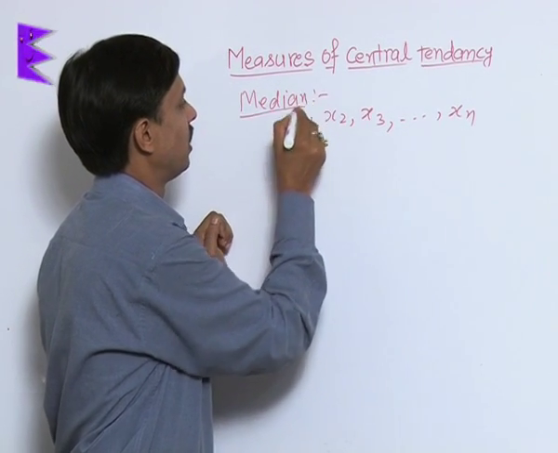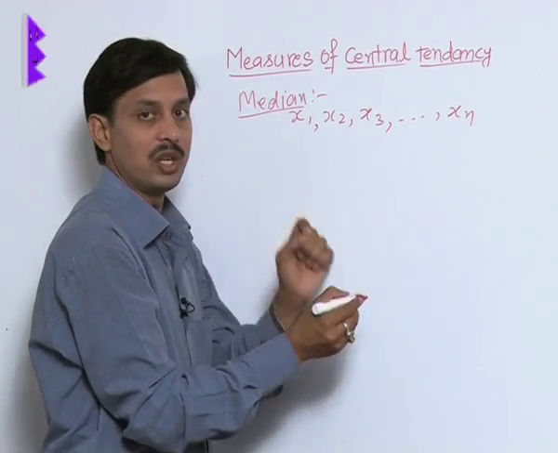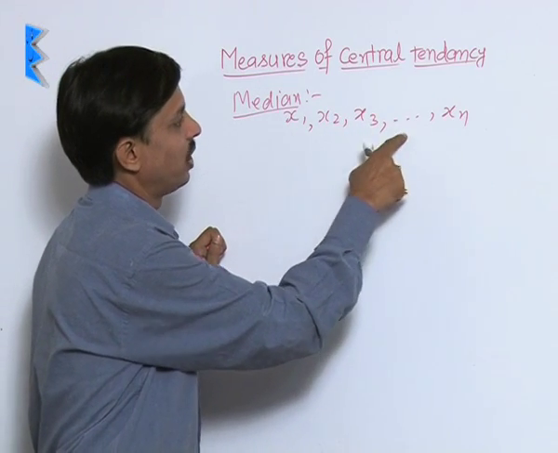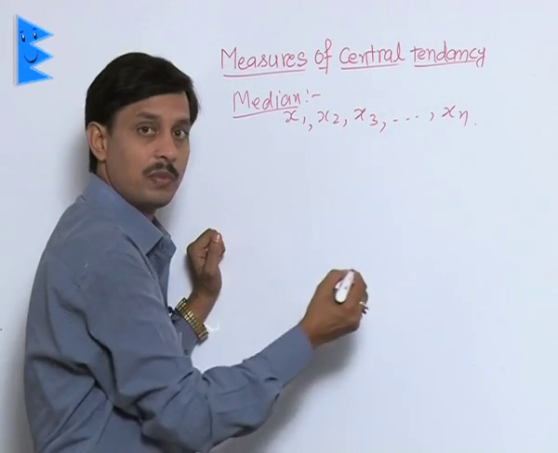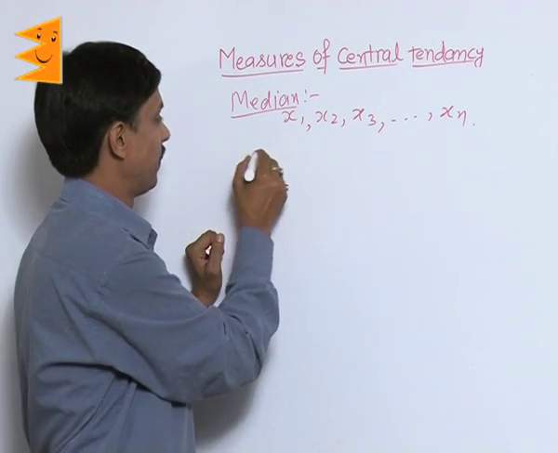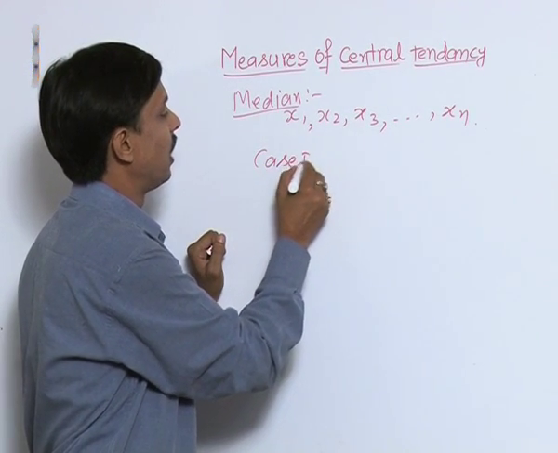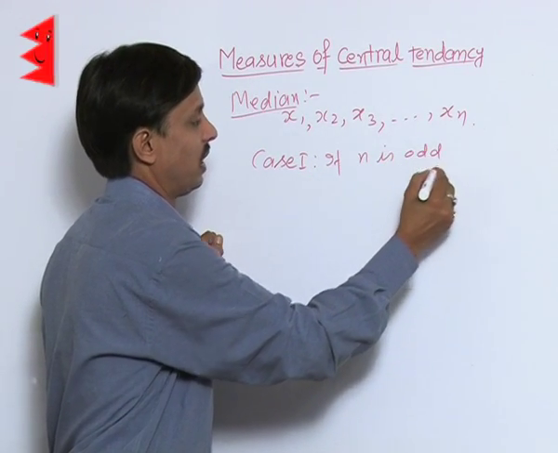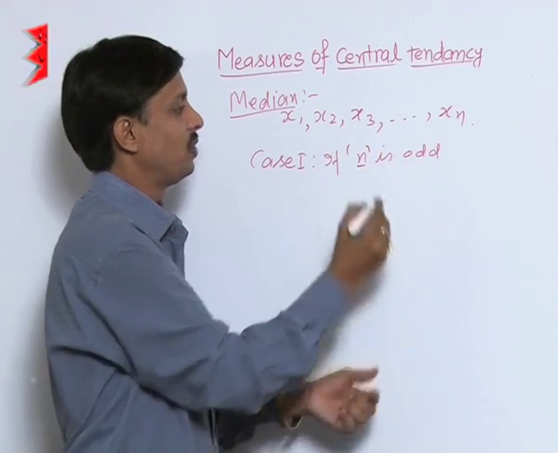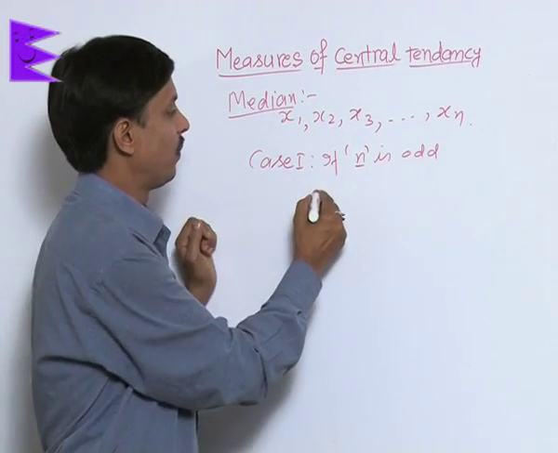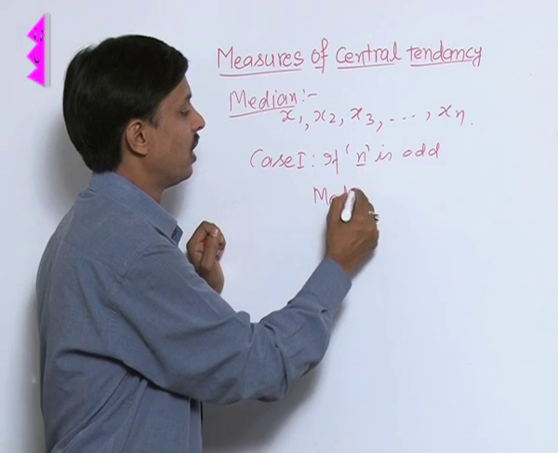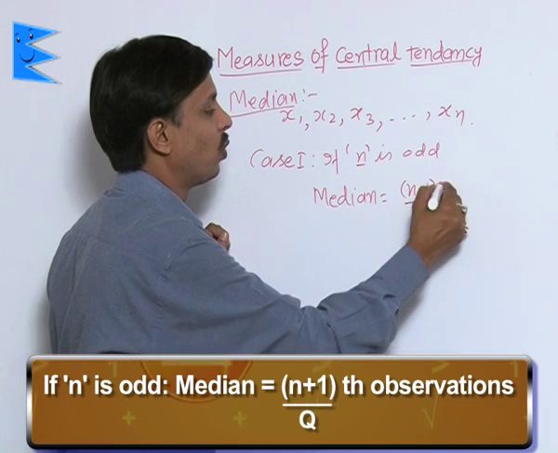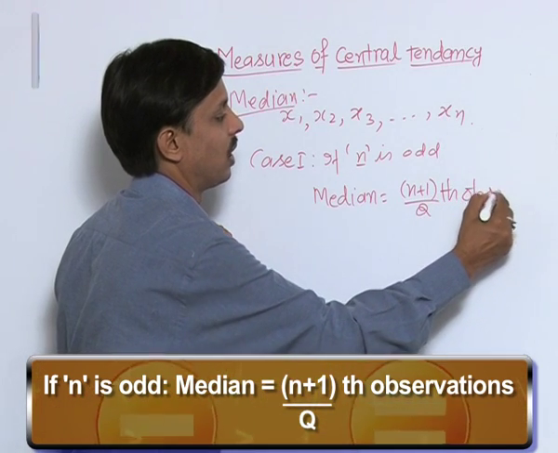What is the median? It is the central value which indicates the central situation. x1, x2, x3, up to xn are the n observations. How to find the median? I am writing the formula here. Case 1: if n is odd, that is, if the number of observations is odd, then the formula for calculating the median is the (n plus 1) upon 2th observation.